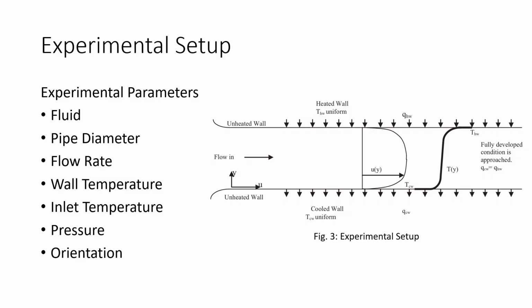So we observe the different properties in this fully developed region as a function of distance from the inlet, and how the properties vary radially. There are different experimental parameters in this setup. First of all, what fluid are we using? Is it CO2, is it water, or any other fluid? What is the distance between these two walls? If it is a pipe instead of two walls, then what is the diameter of that pipe? How much flow rate are we passing through this pipe or gap? What is the wall temperature?